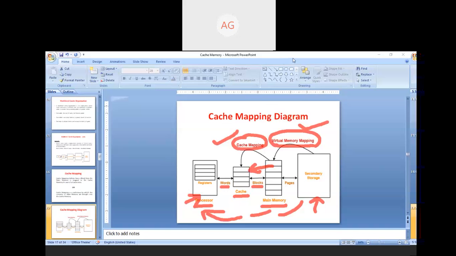So do all of you understand this concept? Just write in the chat box. Just remember this diagram. This diagram is very important. Okay, so moving to the next slide.